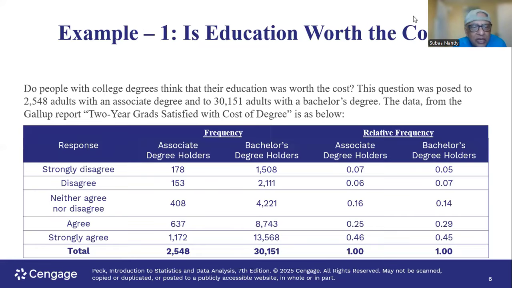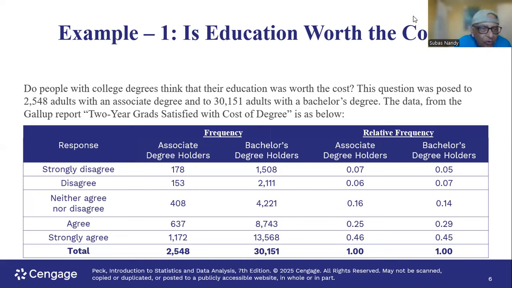So here they're looking at: do people with college degrees think that their education was worth the cost? The question was posed to 2,548 adults with an associate degree and to 30,151 adults with a bachelor's degree. The data from the Gallup poll report, 2-year grads satisfied with cost of degree, is as below.